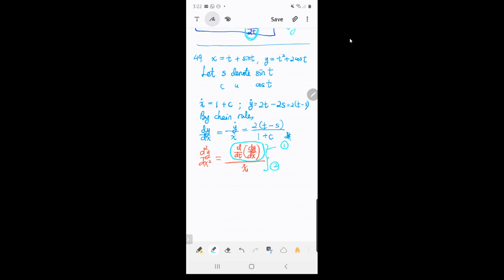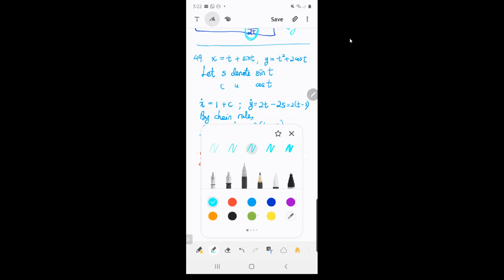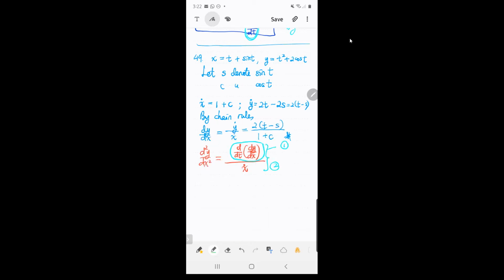So we do step by step. I don't want to do step 1 and step 2 together in one expression because it looks very messy. So I will start with the green color, step 1. Okay, so I have d dt of dy dx, and you know that your dy dx is in fraction form, so you have to use quotient rule. So d dt of 2 bracket t minus s divided by 1 plus c.